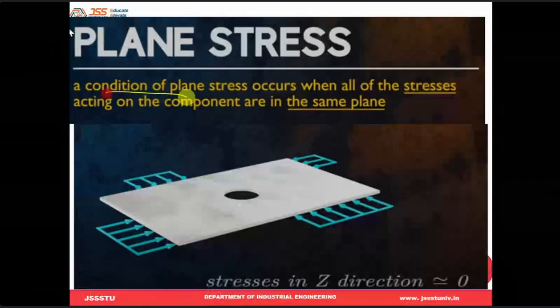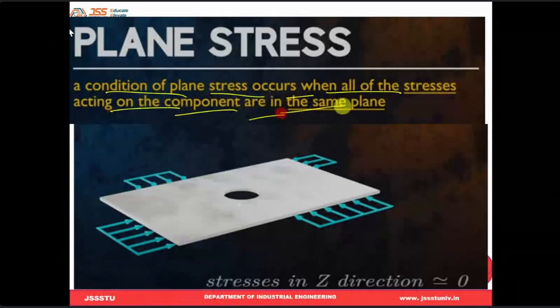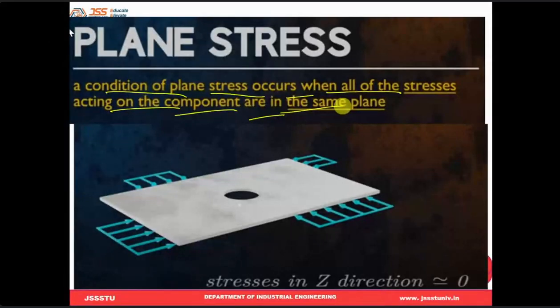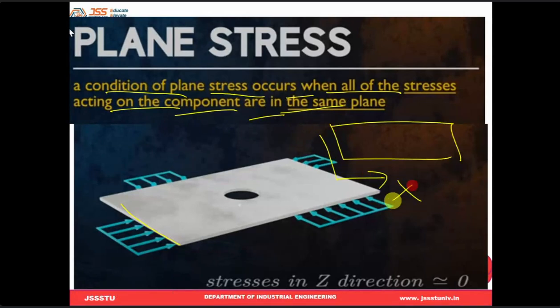The condition of plane stress occurs when all the stress components act in the same plane. Basically, one plane. Same plane means suppose you take a plate, which is a two-dimensional body. Here one plane usually means along x and y, like this.